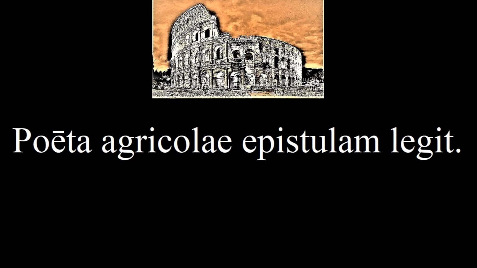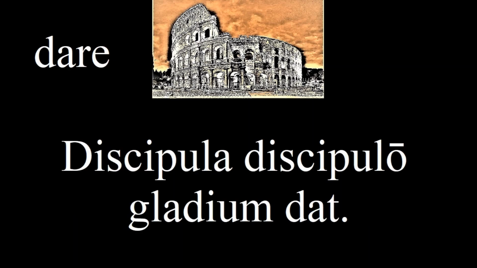A better verb for demonstrating the dative is the word for to give. This verb is dare, and is a little bit irregular, as we can see by the fact that the infinitive is dare and not dare. Let's try this verb with the dative declension for a male noun. Discipula, discipulo, gladium, dat. The female student gives a sword to the male student.